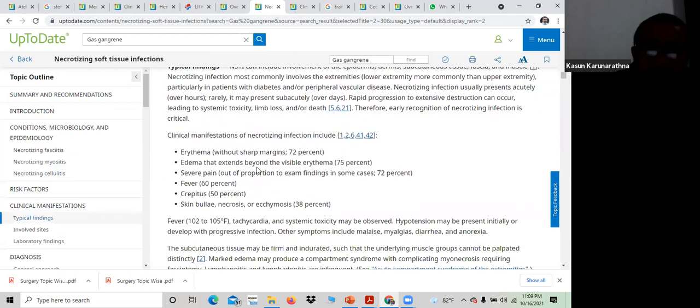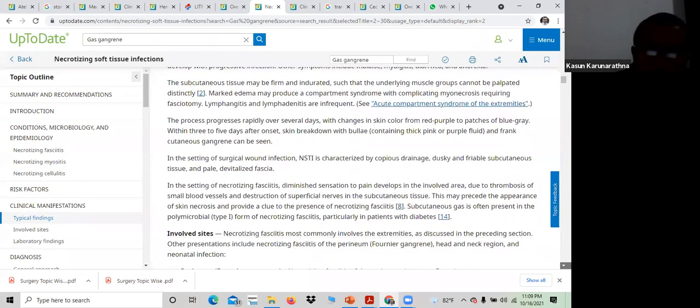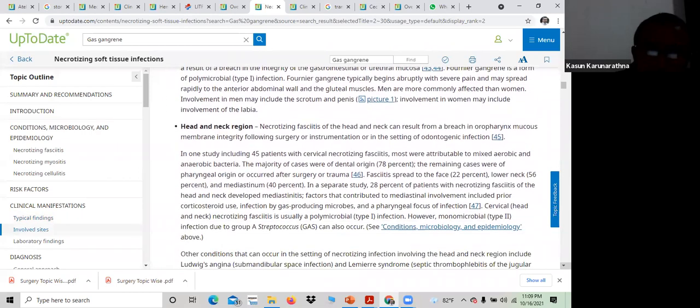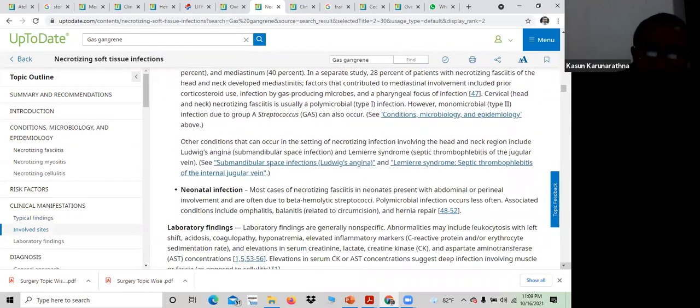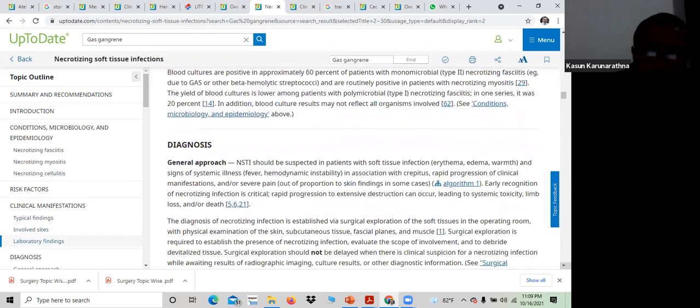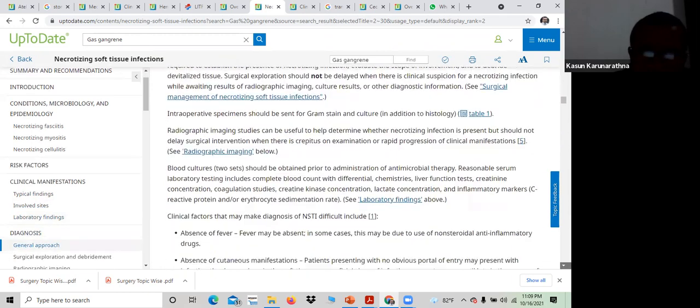Clinical manifestation of necrotizing infection: erythema, edema that extends beyond the visible erythema, severe pain, fever, crepitus, and skin bullae, right? Fournier's gangrene, head region, the severe soft tissue infection which leads to necrosis, and gas gangrene is one of them, right?